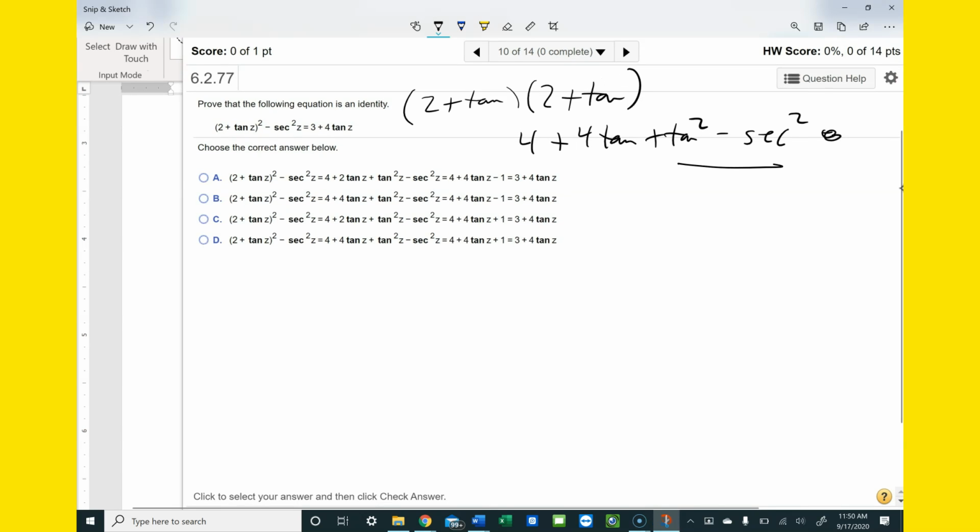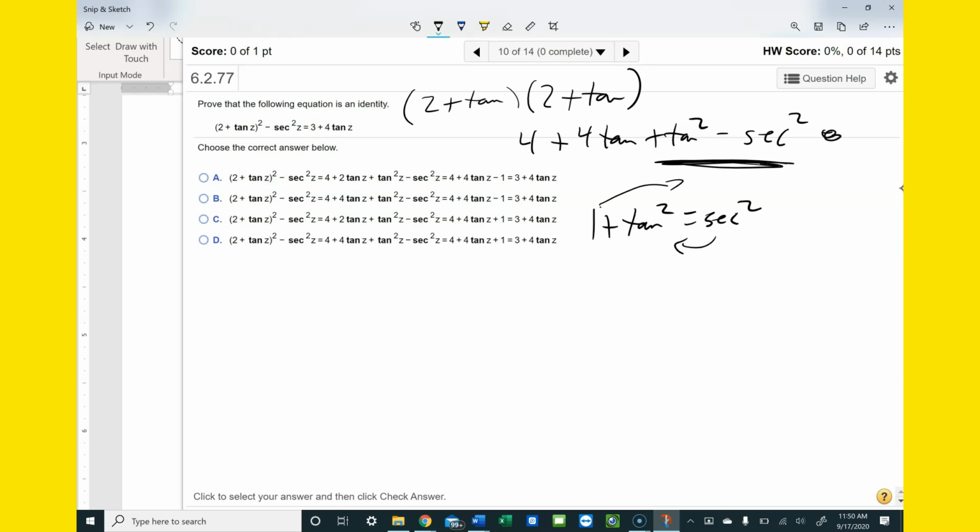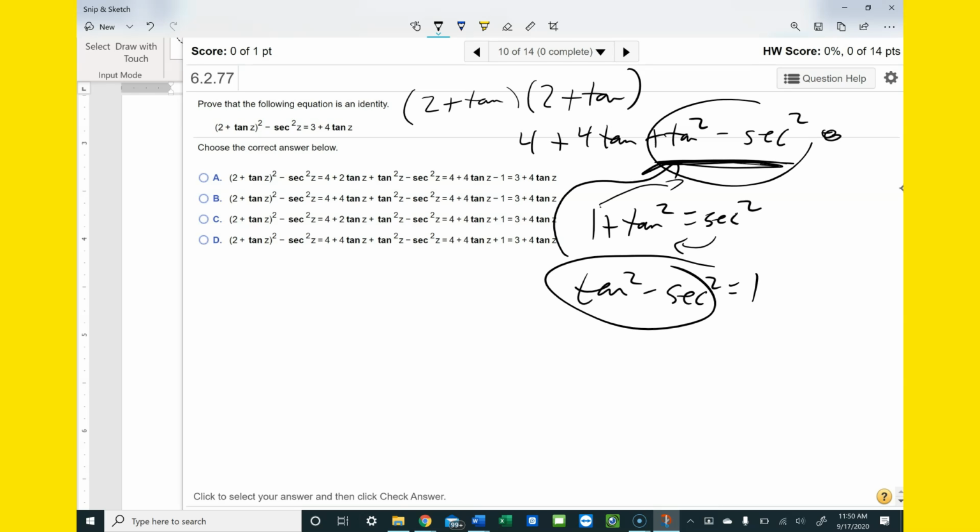Now I'm looking here and I'm thinking tan squared and secant squared, that seems like it might be a Pythagorean identity. And I'm remembering that 1 plus tan squared equals secant squared. So if I move the secant squared over here and move the 1 over there, that gives me tan squared minus secant squared equals 1. And so since tan squared minus secant squared is exactly what I have right here, this can just be replaced by 1. So that gives me 4 plus 4 tan plus 1.